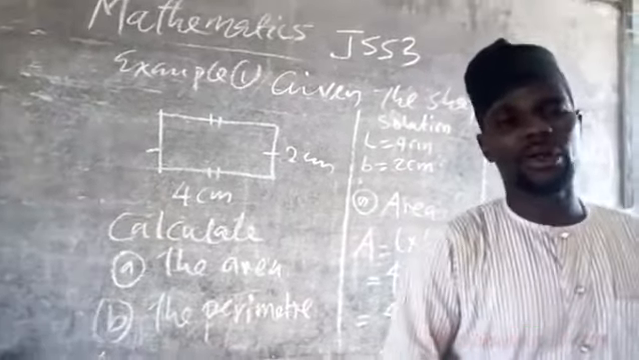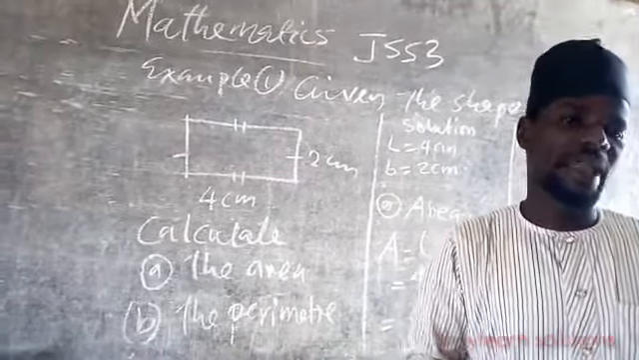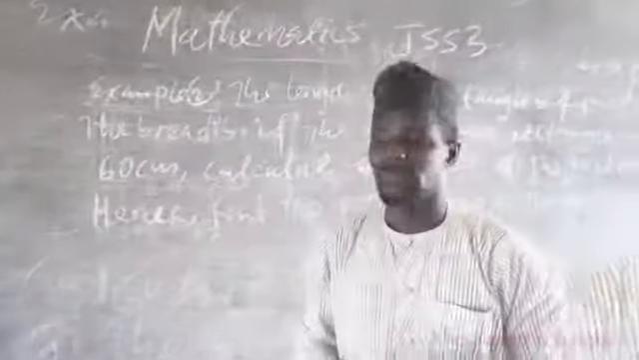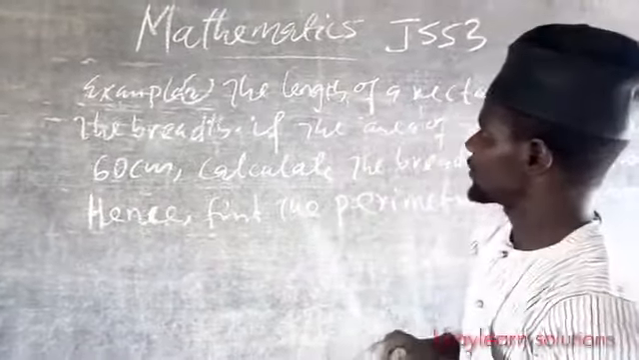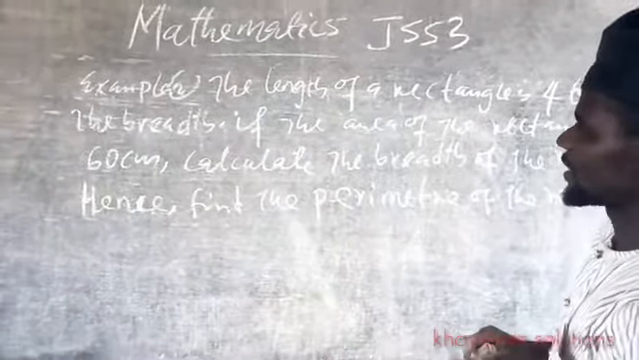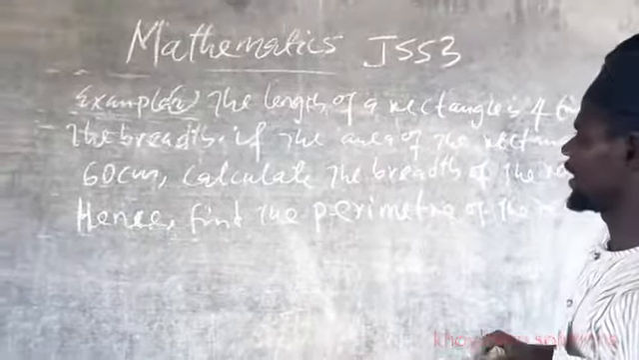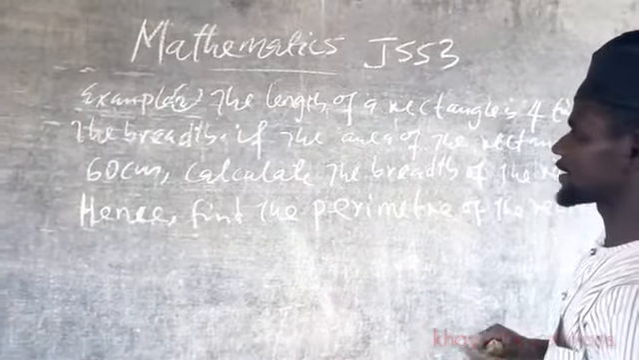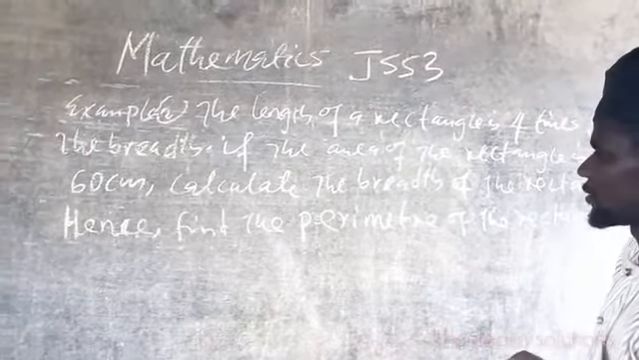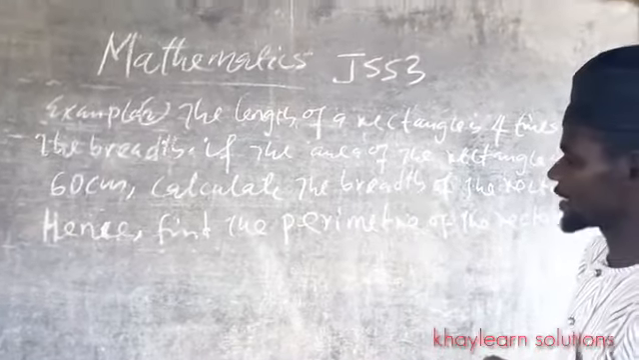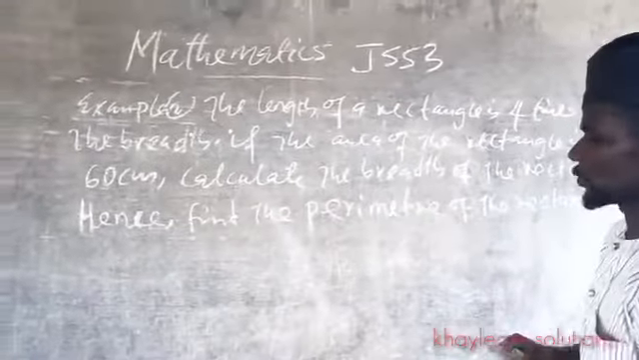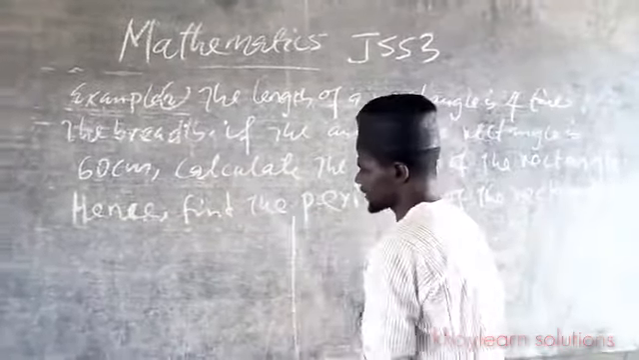Let's move on and see one more example before moving to the next part of today's class. The second example says the length of a rectangle is 4 times the breadth. Full stop. If the area of the rectangle is 60 centimeters, calculate the breadth of the rectangle. Full stop. Hence, find the perimeter of that very rectangle also. So this is it. For you to solve this, you have to write the solution.